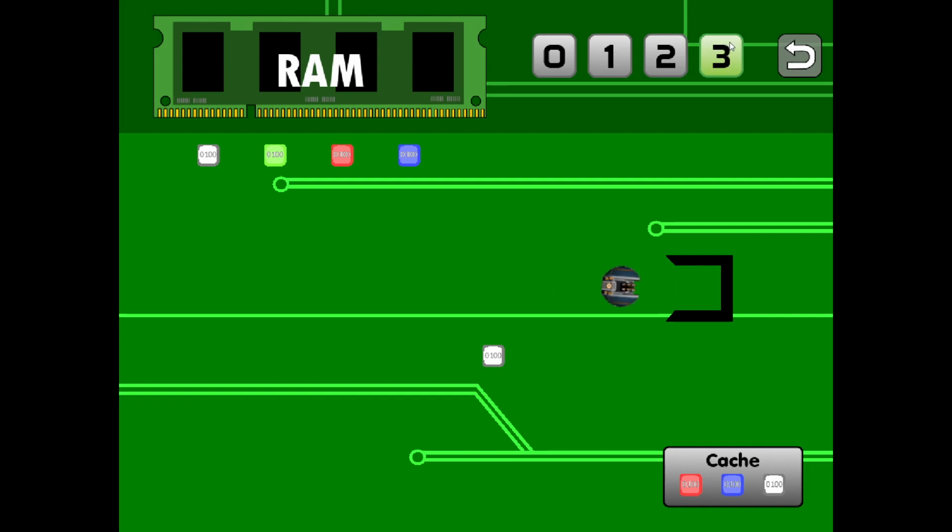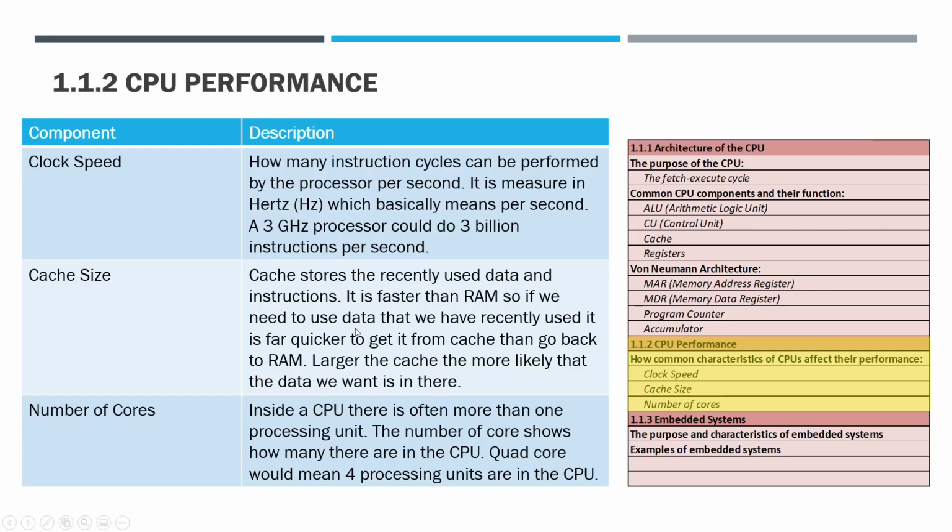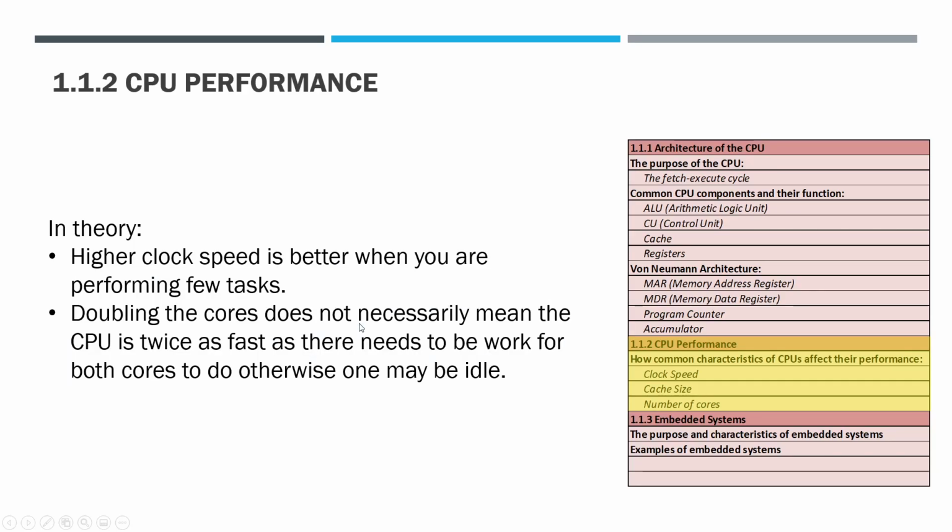So you can see that if I've got more cache, then it's more likely that I'm going to find the data I want in cache. It's not really rocket science. Right, so that is cores and cache and clock speed. Okay, last but not least in this, in a nutshell, 1.1, embedded systems.